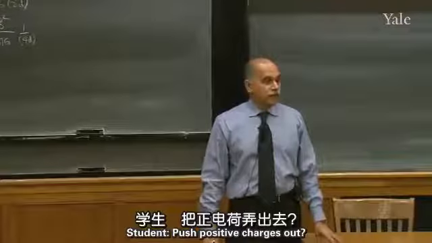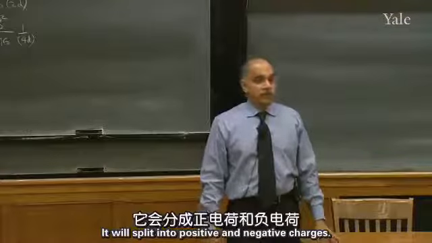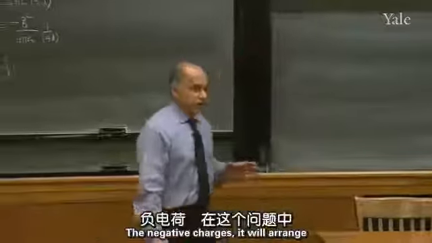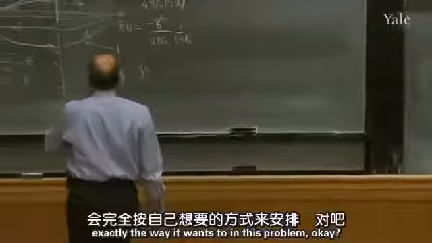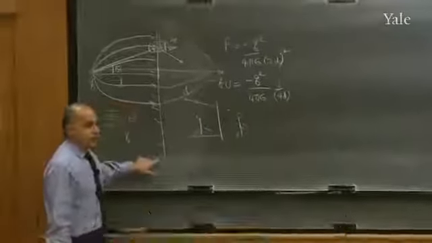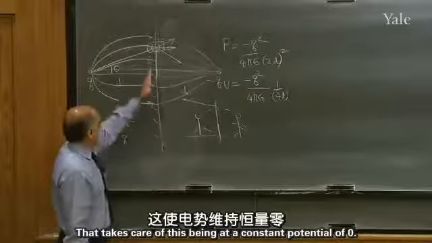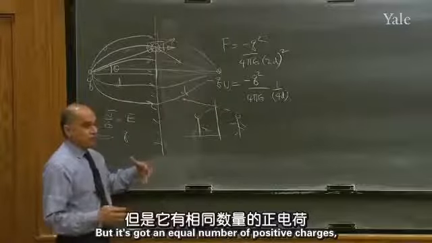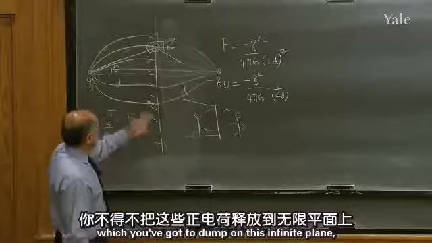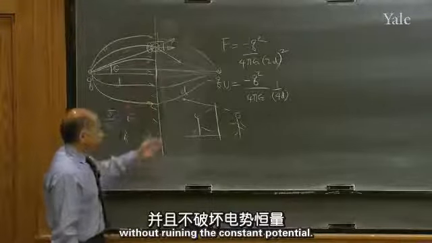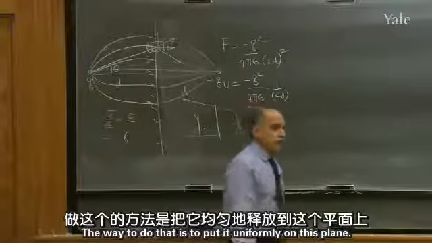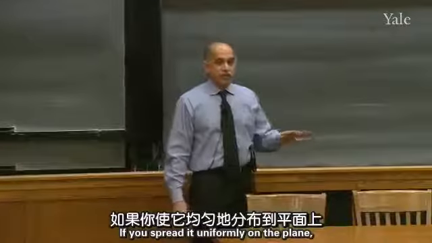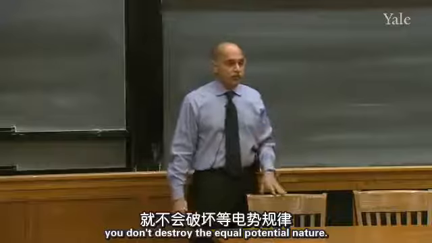Yeah? Push positive charges out. It'll split into positive and negative charges. Let's see what to do with the positive charges in a minute. The negative charges, it'll arrange exactly the way it wants to in this problem. Okay? That takes care of this being at a constant potential of 0. But it's got an equal number of positive charges, which you got to dump on this infinite plane without ruining the constant potential. The way to do that is to put it uniformly on this plane. If you spread it uniformly on the plane, you don't destroy the equipotential nature.